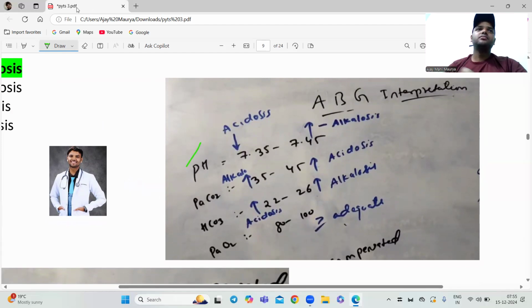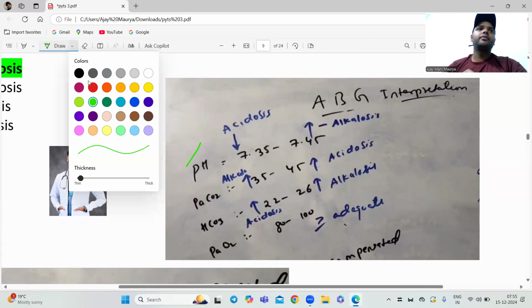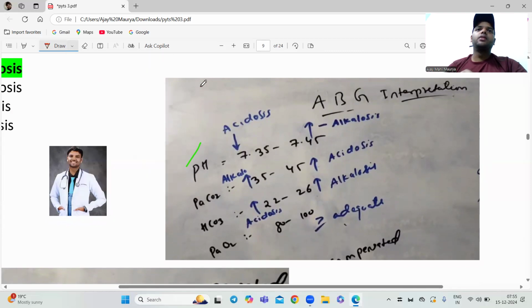pH. You have to remember what is the normal value for the pH? It is 7.35 to 7.45. See, 35, 45. Remove the 7: 35, 45. So the normal pH is 7.35 to 7.45.